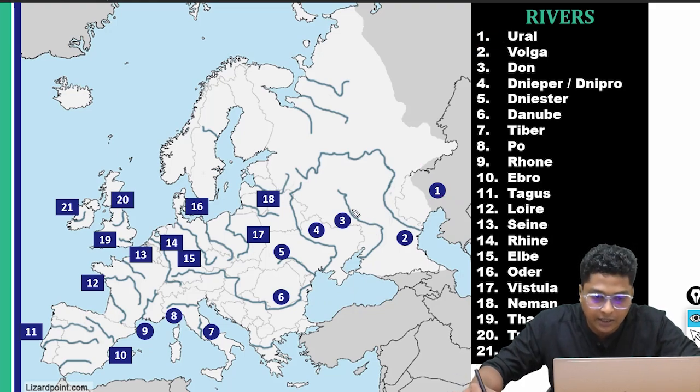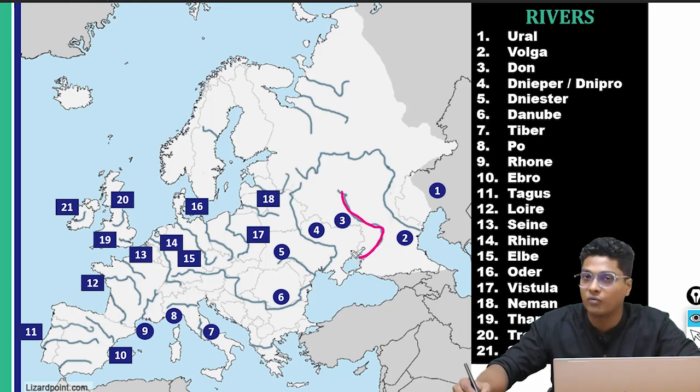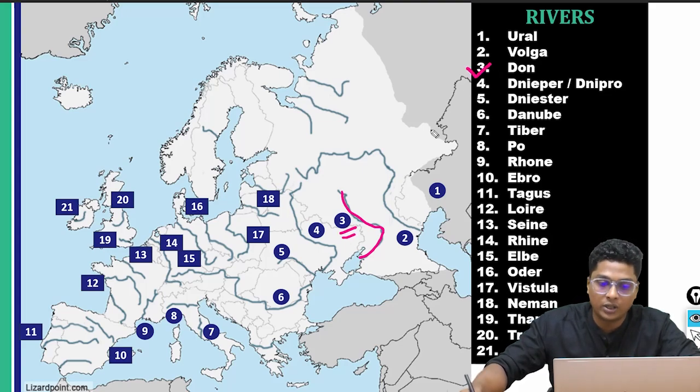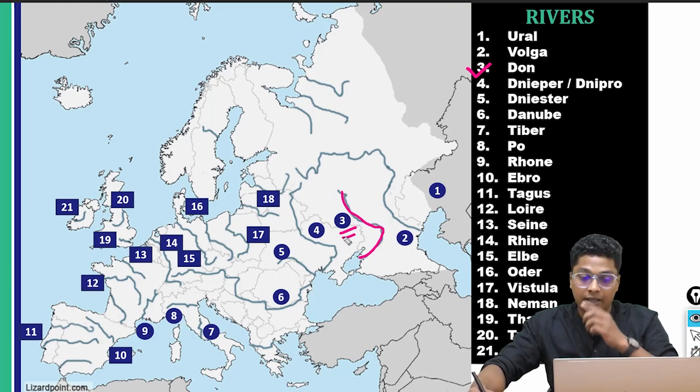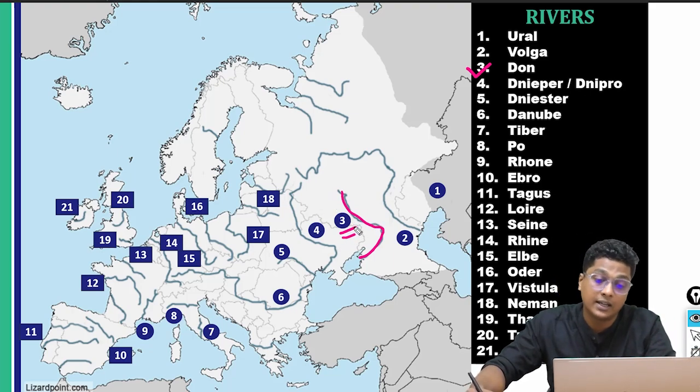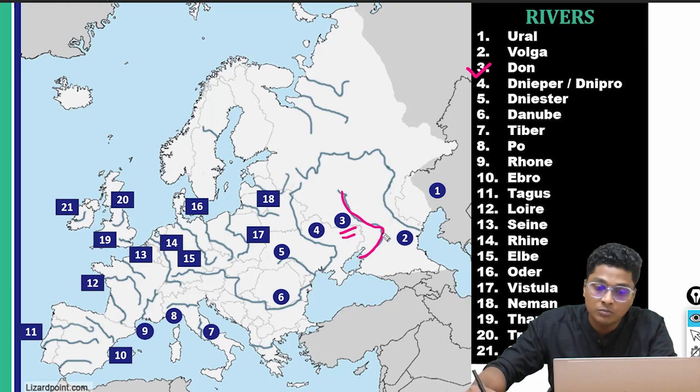Okay. Similarly, from this region, another river is originating and it is draining into the Sea of Azov, which is the Don River. Don River, right? So this Ukraine is located here in these regions, and here we have different rivers also. So remember the case of the Don River, right?